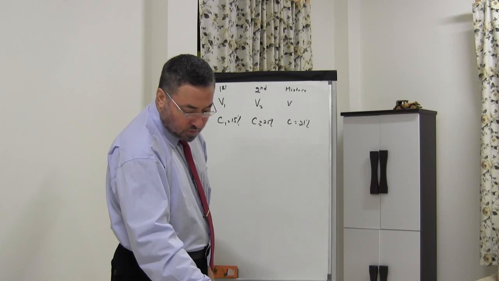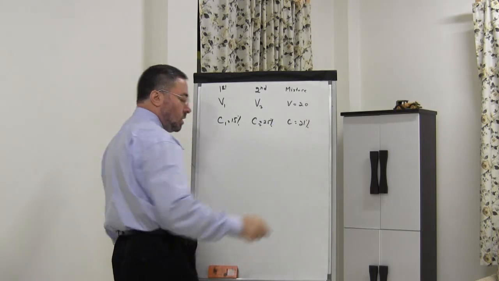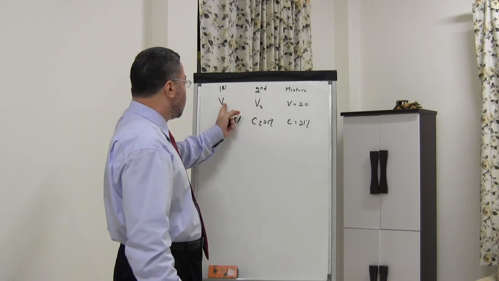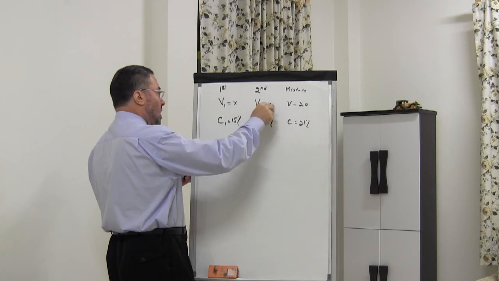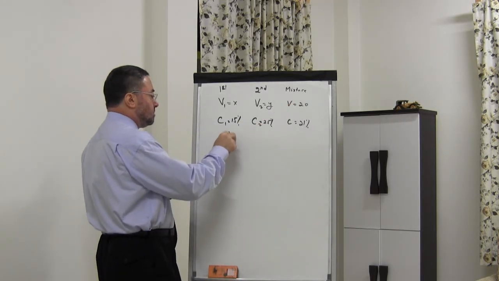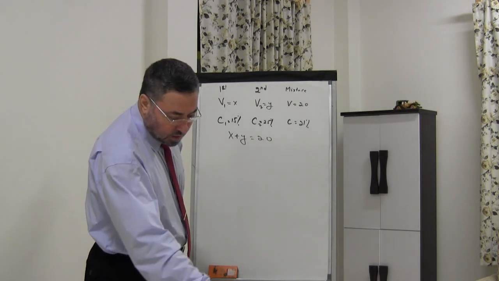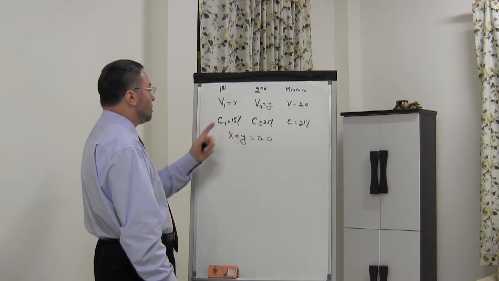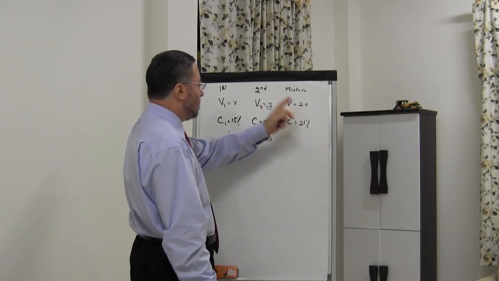And the volume of the mixture is 20 gallons. Now we need to get the gallons of each solution, so we're going to call this x and this y. And now we know x plus y equals 20 gallons. Now the amount of the acid in each solution can be obtained by multiplying the concentration times the volume.